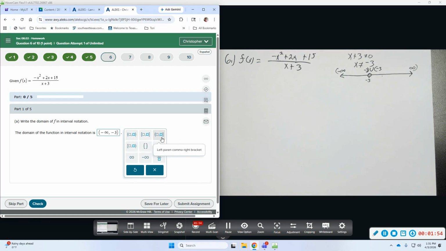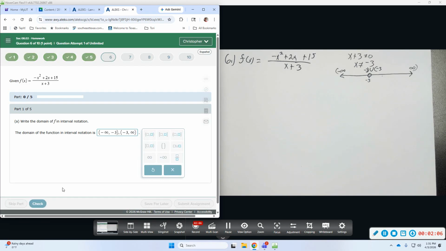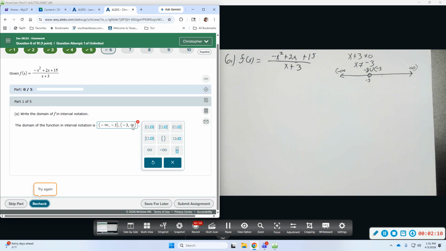I don't have the union, so I'll just do a comma. I'll say union. Oh, I do see the union symbol. I didn't see it a while ago. Now I see it. It's right there. That's why they won't accept it.